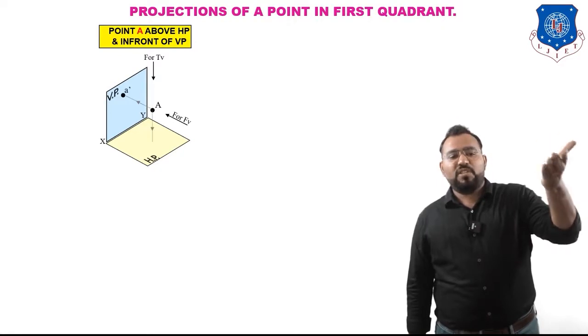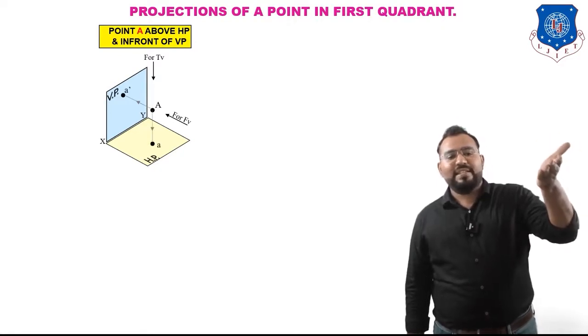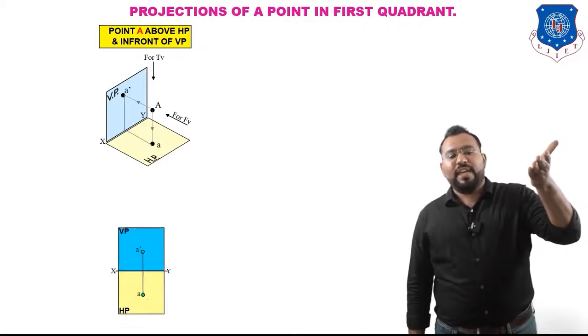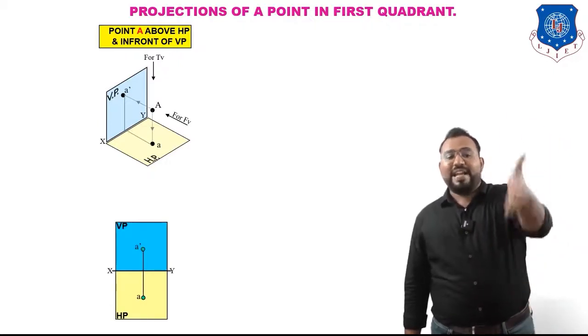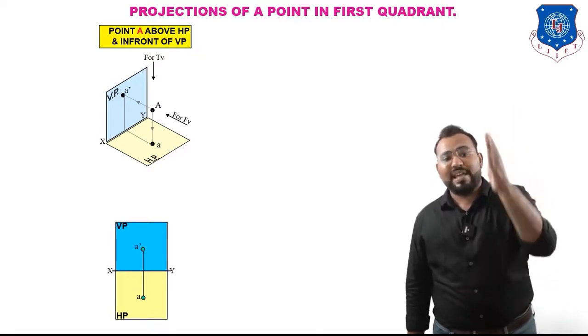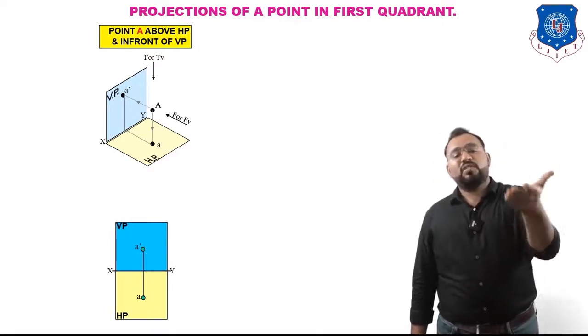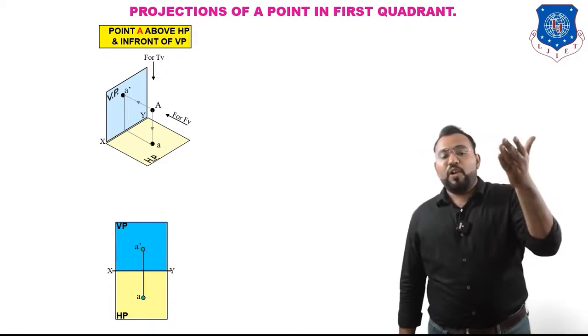Now it is the top view, which is going to be on HP like this. It is A. And if we draw this in a drawing paper, it is going to look exactly like this second figure. So A dash and A both are on the same plane. So this is how we are going to show this projection in our drawing book.